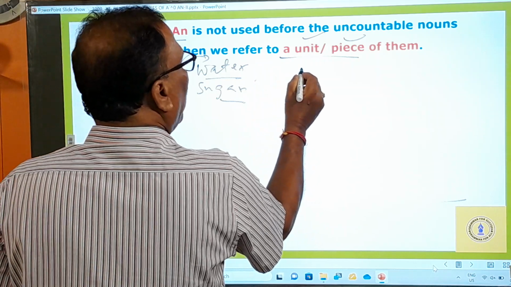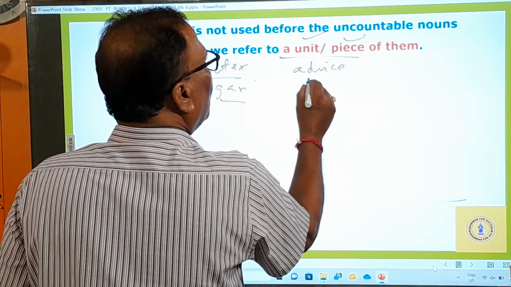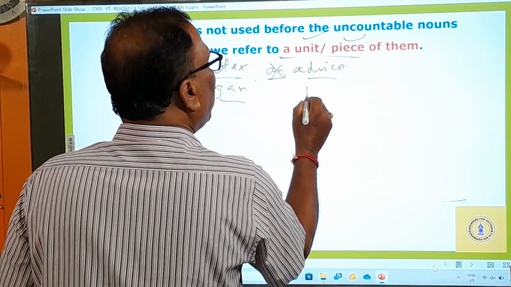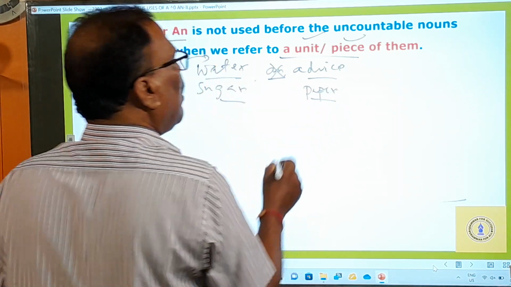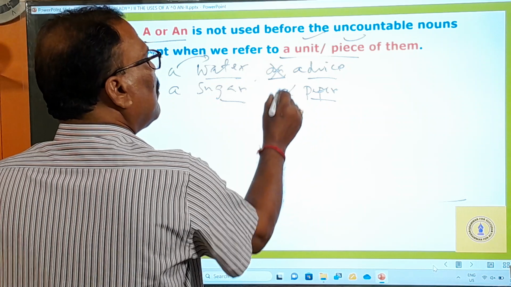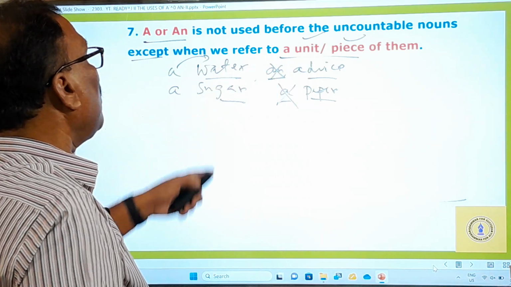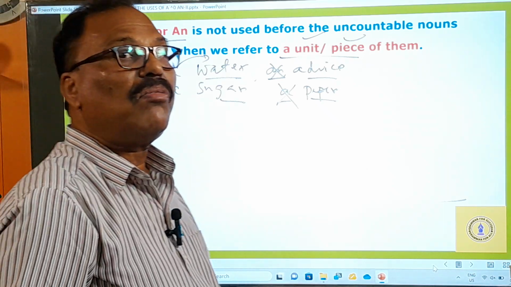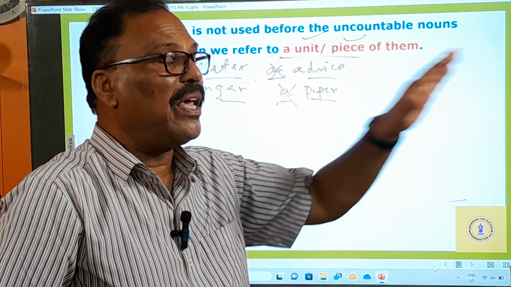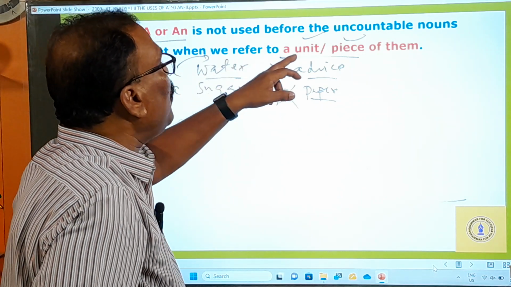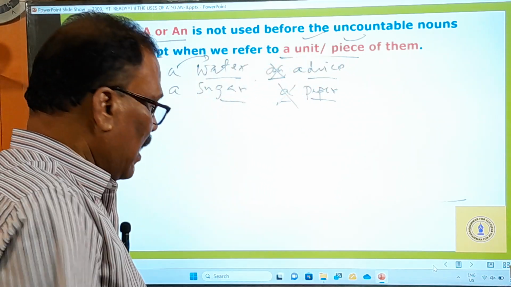Okay, and advice is there. It's an uncountable noun. You cannot say an advice. As for paper, most of the people say, give me a paper. No, a piece of paper. Paper is an uncountable noun. These are all uncountable nouns. So before the uncountable nouns, you should not use a or an. But if you want to refer to a unit or a piece of them, you can say like this.